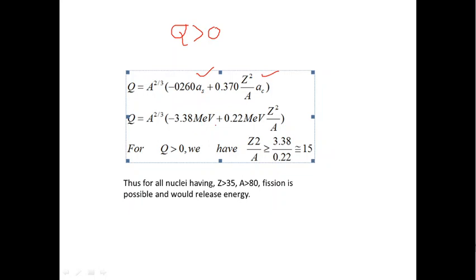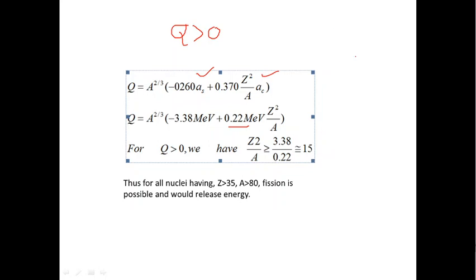So when Q is greater than 0, when can Q be greater than 0? When this term is greater than the first term. So if you solve this equation, then you get the condition Z square upon A is greater than or equal to 15. Now this is the magic figure.